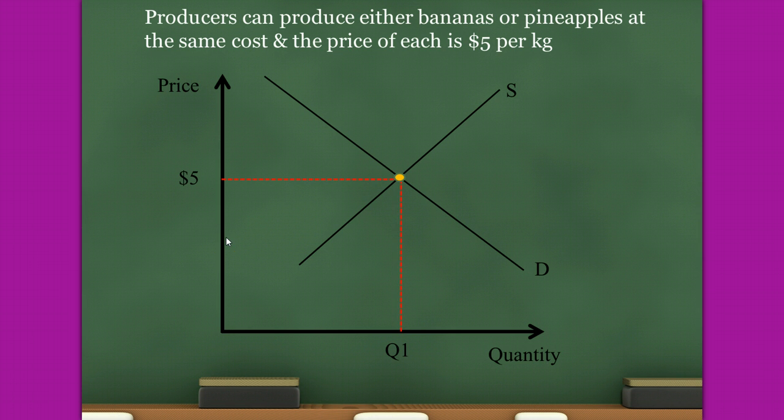So let's look at this graph. Producers can produce either bananas or pineapples at the same cost. It doesn't matter what it is, could be $2, but whatever that cost is, it's exactly the same, and the price of each is $5 per kilo. Does it really matter what they produce? No, not really. They're going to make the same amount of profit. Here's our equilibrium point, $5. It doesn't matter whether they produce bananas or pineapples.